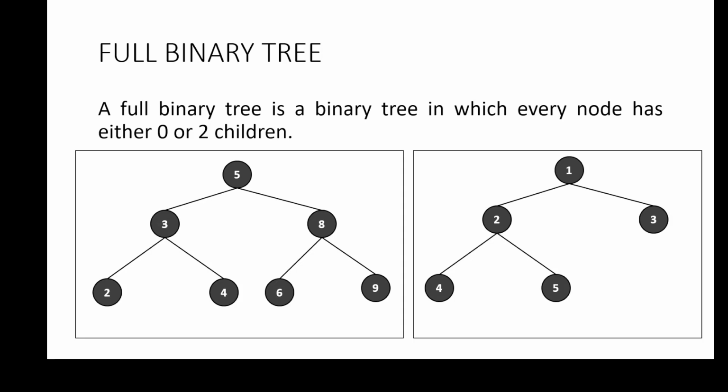You can see two examples here. Notice that in both the trees, the nodes have either 0 or 2 children. In the first case, we see the root node has 2 children. The intermediate node 3 has 2 children, 2 and 4, and the intermediate node 8 has 2 children, 6 and 9. Whereas in the second example, we can see the root node 1 has 2 children, 2 and 3. The intermediate node 2 has 2 children, 4 and 5, and the node 3 has 0 children. Both of the examples given here go with the definition which says that every node has either 0 or 2 children.